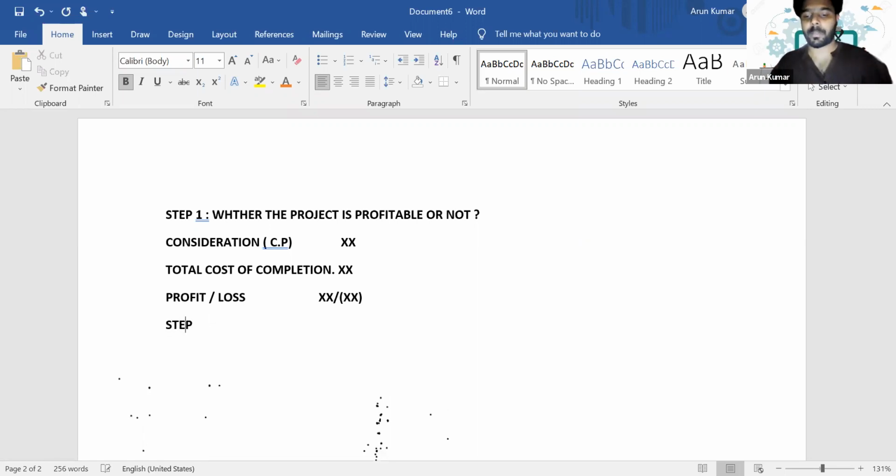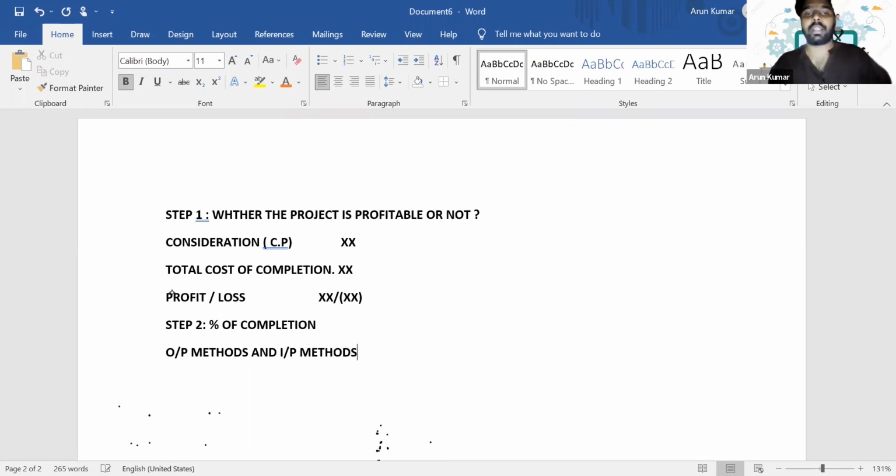But if it's a profitable project, then we cannot recognize the whole profit immediately to the P&L. We should calculate the percentage of completion, and on the basis of percentage of completion, we will charge the profit to the P&L. So how will you calculate the percentage of completion? We have two different methods: output method and input method. In the output method, we use the output, that is the price, and in the input method, we consider the cost.